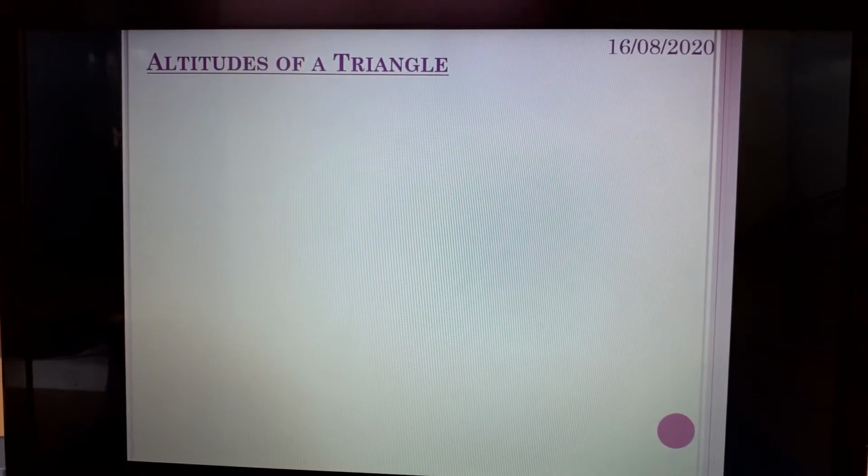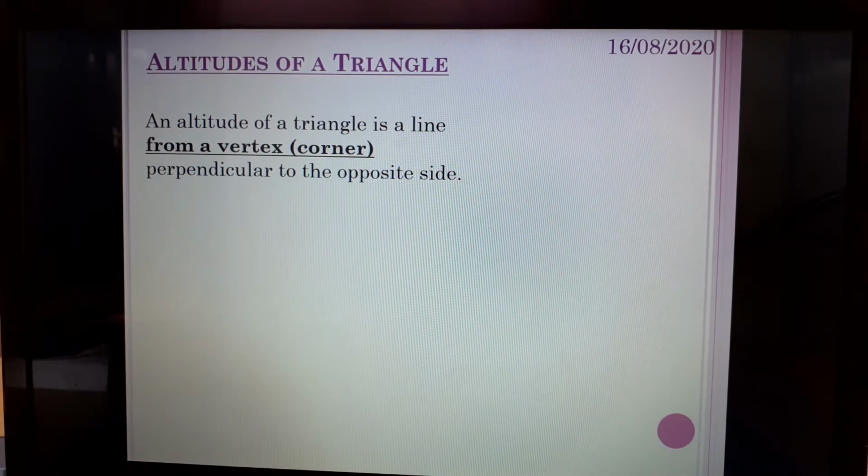Morning. And today we're going to be looking at the altitude of a triangle. Okay, an altitude of a triangle is a line coming from a corner. Now this is different from the perpendicular bisector, which came from a line. This one comes from a vertex, which is the corner of a triangle. And it's also perpendicular to the opposite side.